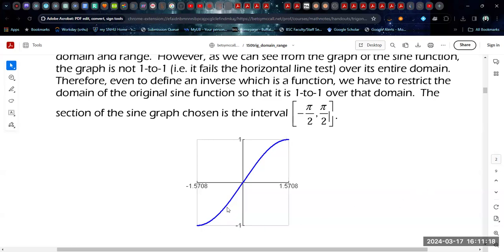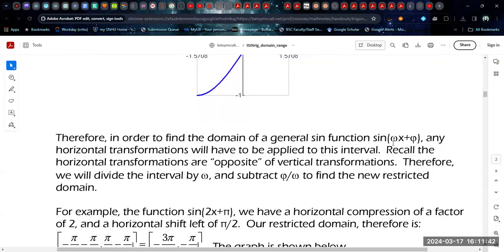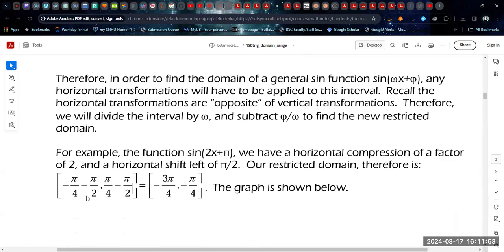So the inverse sine will have a domain of -1 to 1, and the range will only be from -π/2 to π/2. It is not -infinity to infinity. This is a very common mistake, but we have to restrict the domain in order to get the inverse at all. Otherwise, it's not a function. Now, because of that, any horizontal transformations are going to affect our range for our inverse function. So any of those transformations would have to be applied.